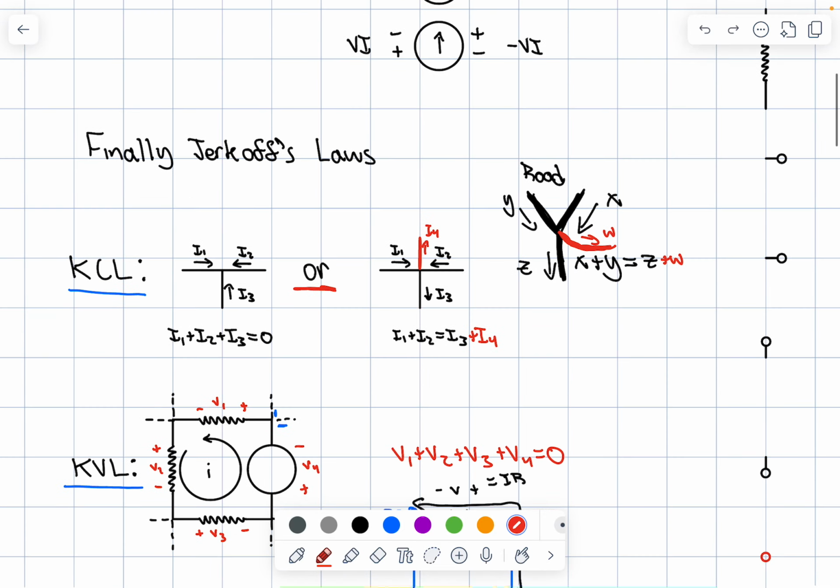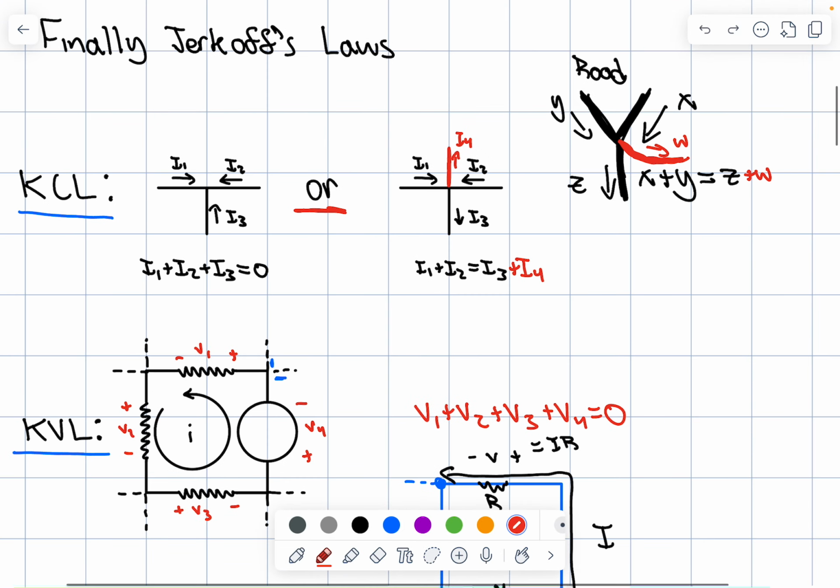All right, finally, let's go and look at Kirchhoff's laws, okay? They're Kirchhoff's laws. Kirchhoff's laws always puts a smile on my face. It's a little joke. So, what did Kirchhoff's law say?